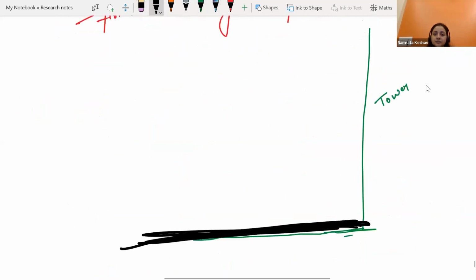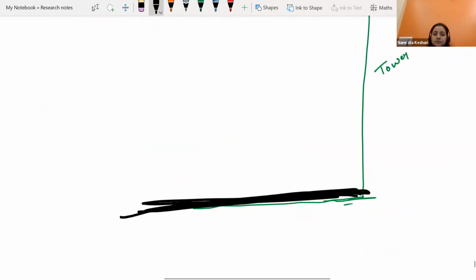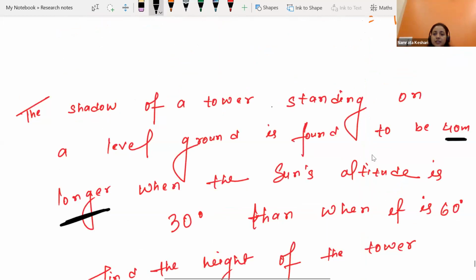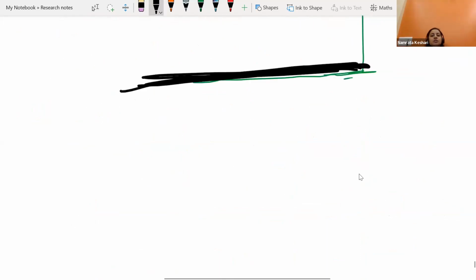What does "than when" mean over here? "Than" means previously, whatever was the length of the shadow, then that 40 meter longer shadow's length is there. So 40 meter longer shadow's length is there in this particular scenario.